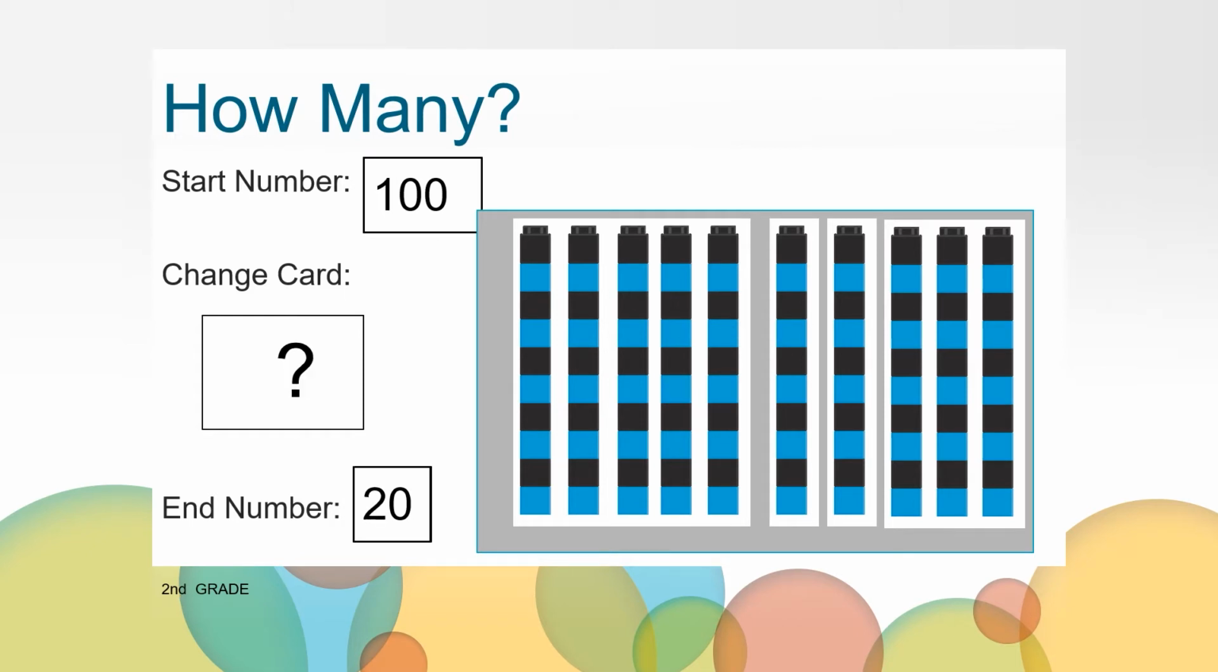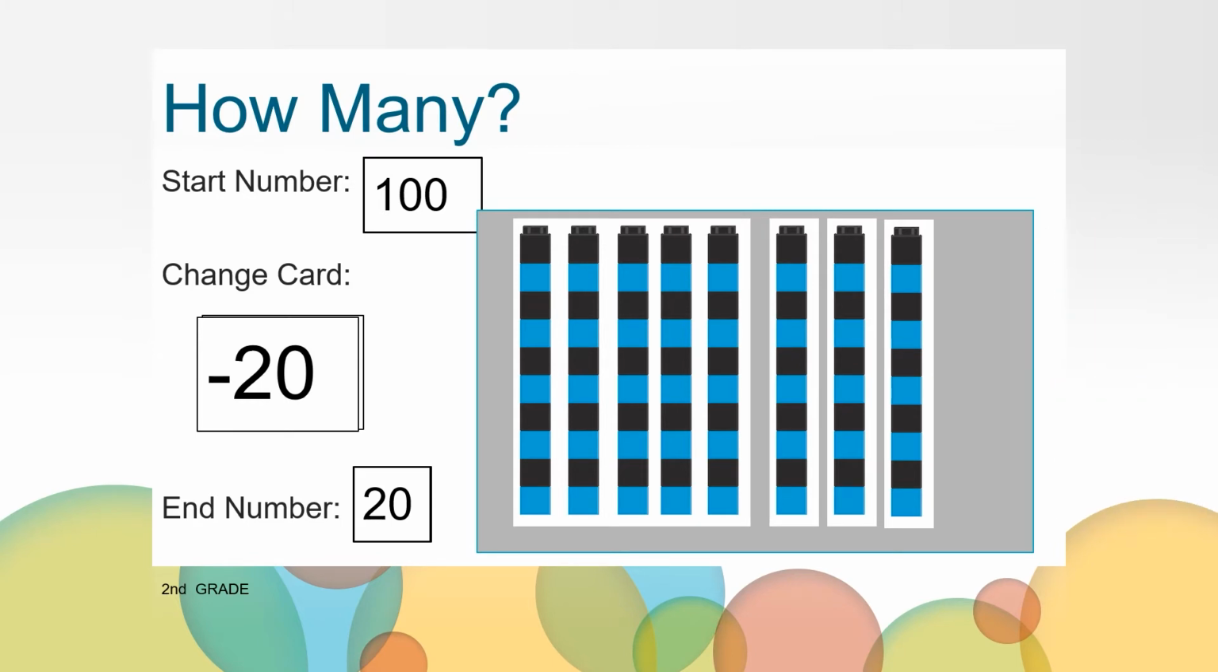Now our start number is 100. We're going to take away 20. There they go. Where will we end? 80.